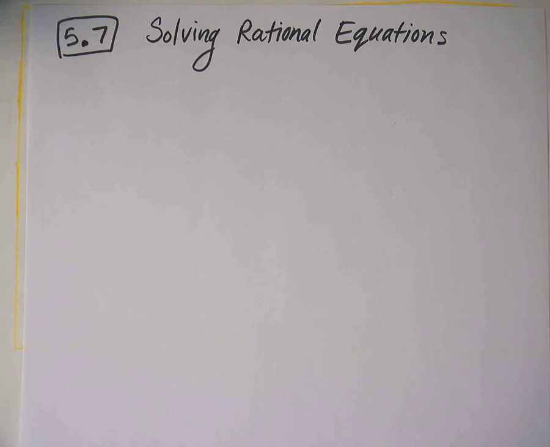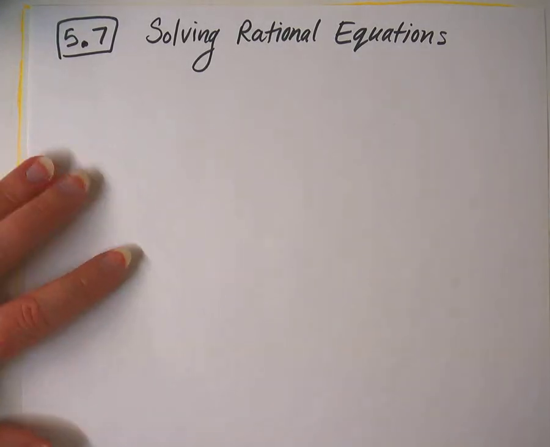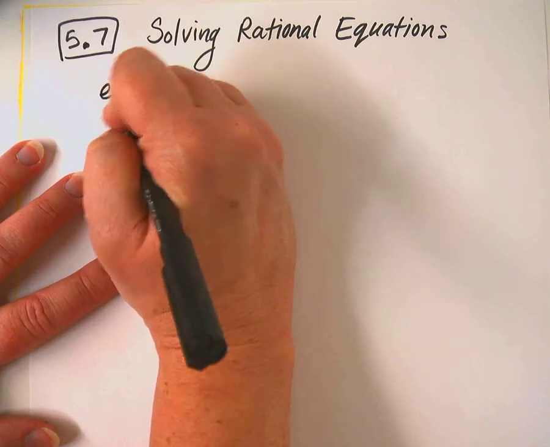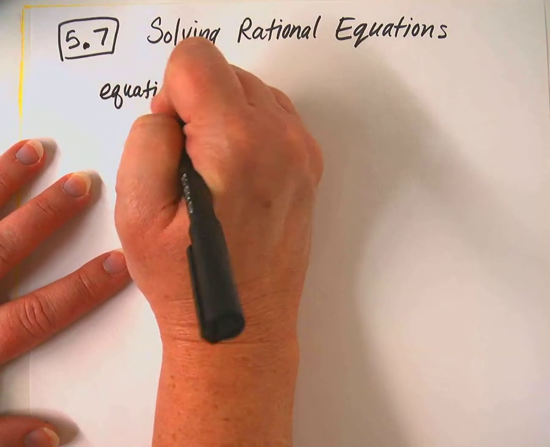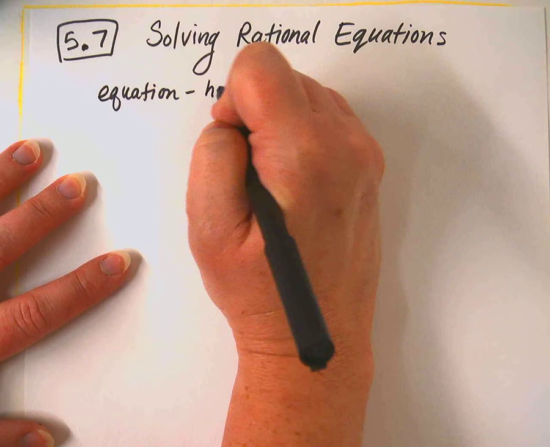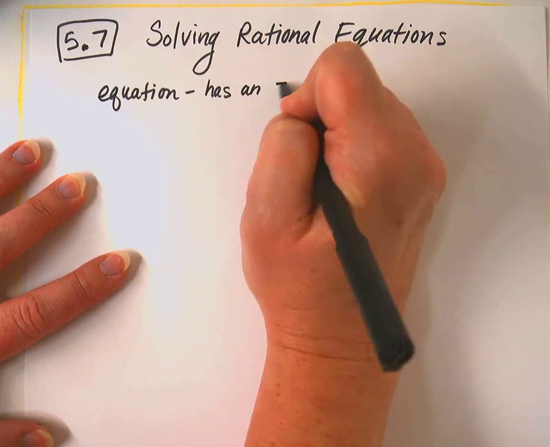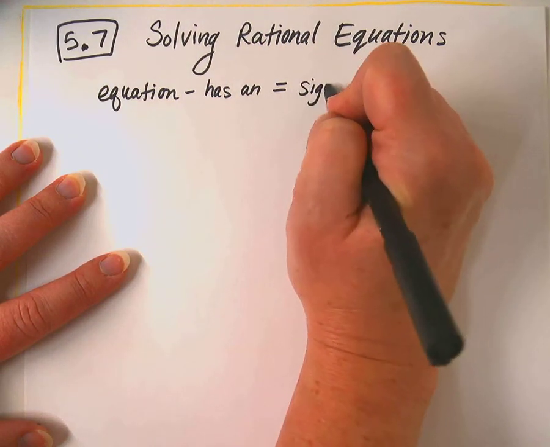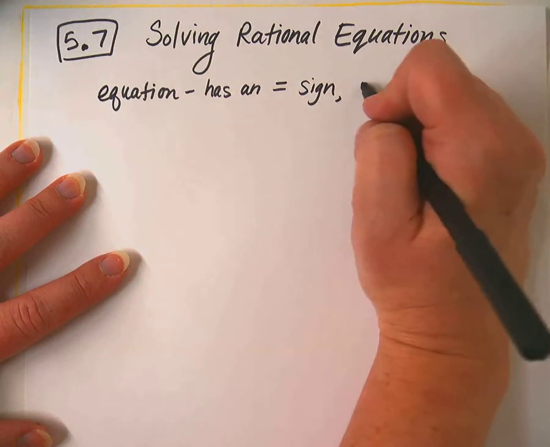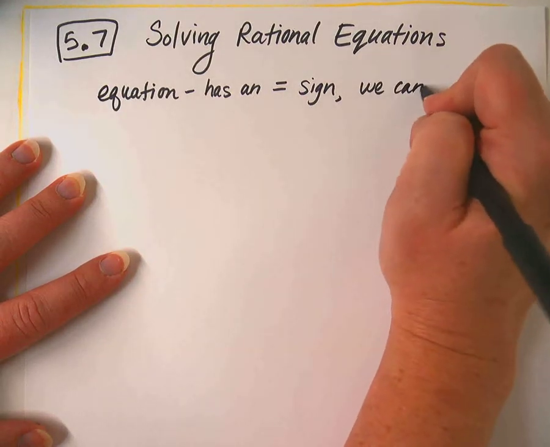So we're starting 5.7, solving rational equations. First thing we need to talk about is what is the difference between an equation and an expression? Anybody know? Dylan: The equation has an equal sign. Yep. An equation has an equal sign, and because it has that equal sign in there, we can solve it. Usually.